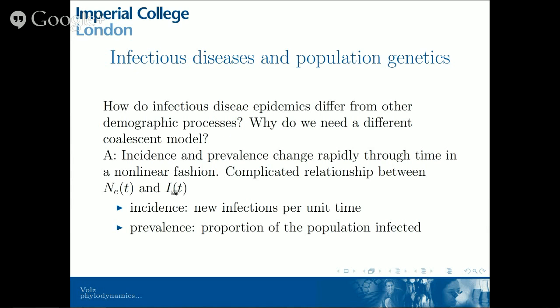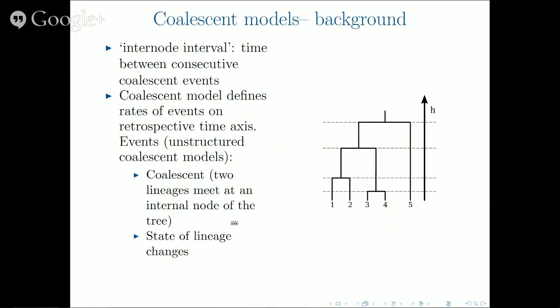And for those not up on epidemiological terminology, by incidence, which I'll use many times throughout the rest of the talk, I mean new infections per unit time, and by prevalence, I mean the proportion of the population infected. Okay, and for those not familiar with coalescent models, I'll also give a quick introduction.